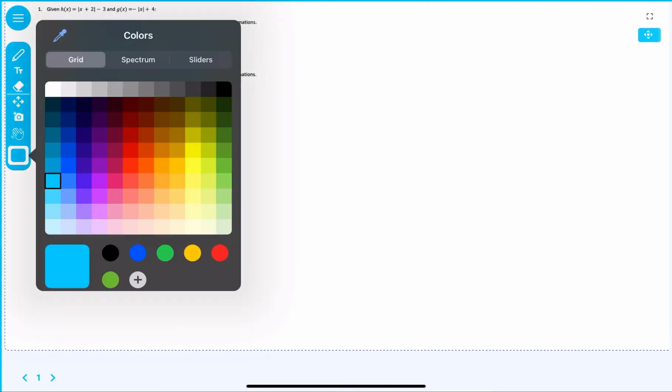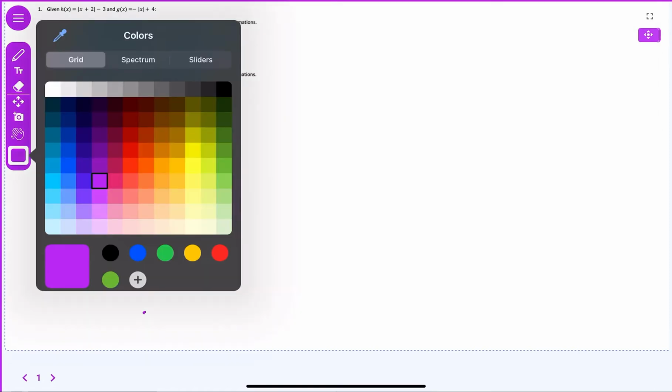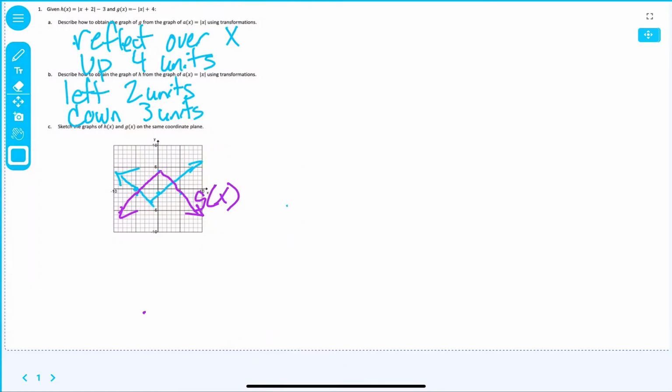So now let's do this in a different color. Let's do purple. There's your two graphs. Now, this is g of x. And if we go back to the blue, I don't know if that's the same blue or not, but this would be h of x. There we go, page 2.